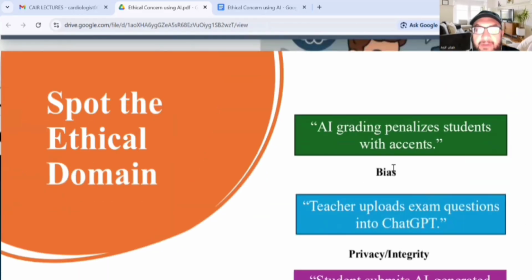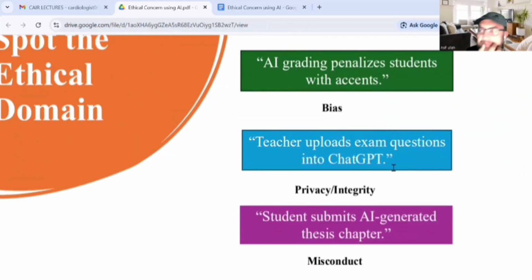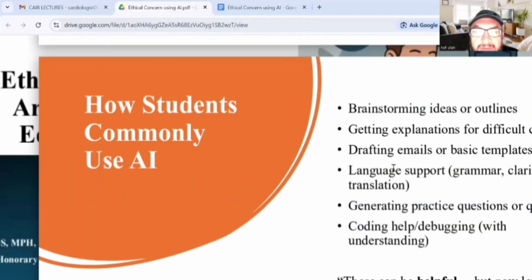So, what is the ethical domain here? AI penalized students without access. This was a bias. A teacher uploads exam questions in ChatGPT. That is a problem with privacy and integrity. A student submits an AI-generated thesis chapter. That is misconduct.